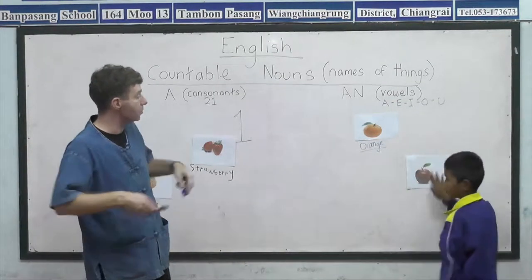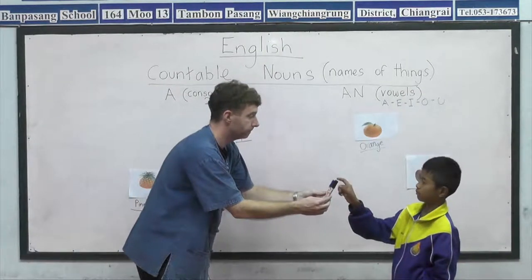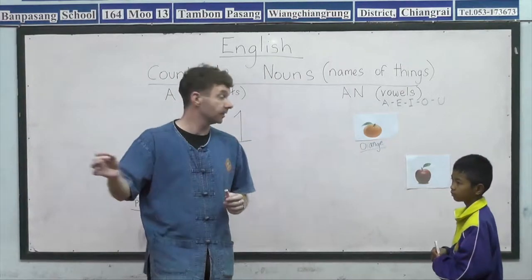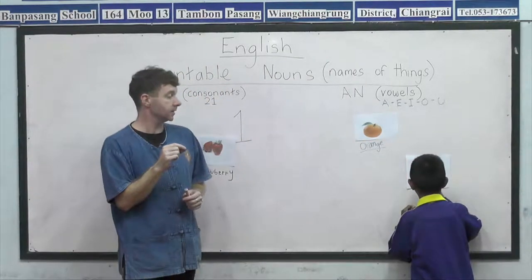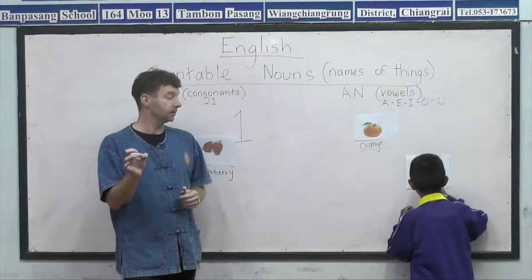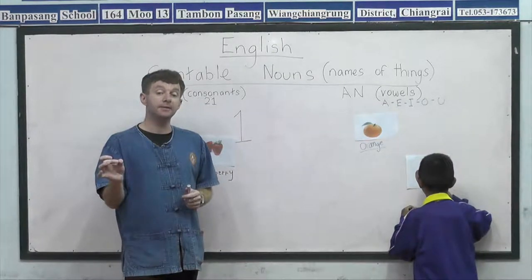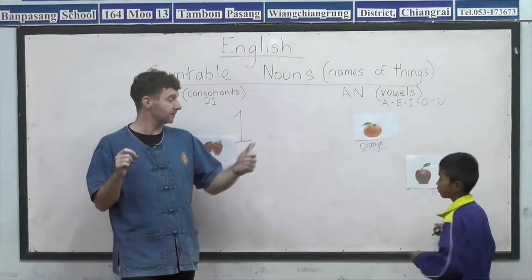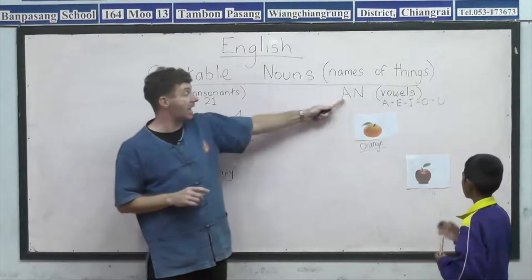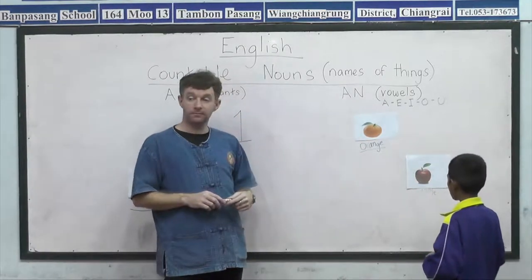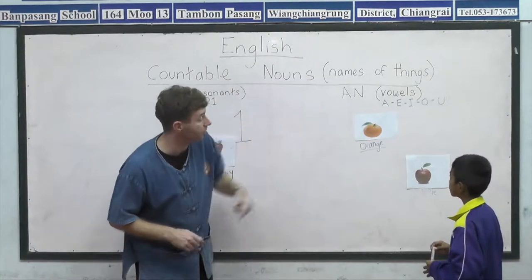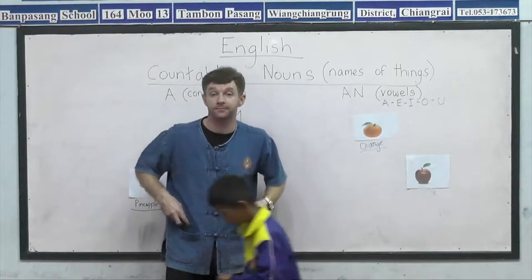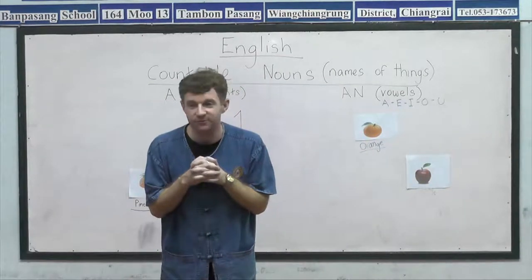Excellent, Pat. And now, what color would you like? Blue. Okay. Now, can we help Pat to spell apple? A-P-P-L-E. Excellent, Pat. So we say an apple. Can you say an apple? Excellent, Pat. High five. Round of applause for Pat. Next one. Let's see who's next.